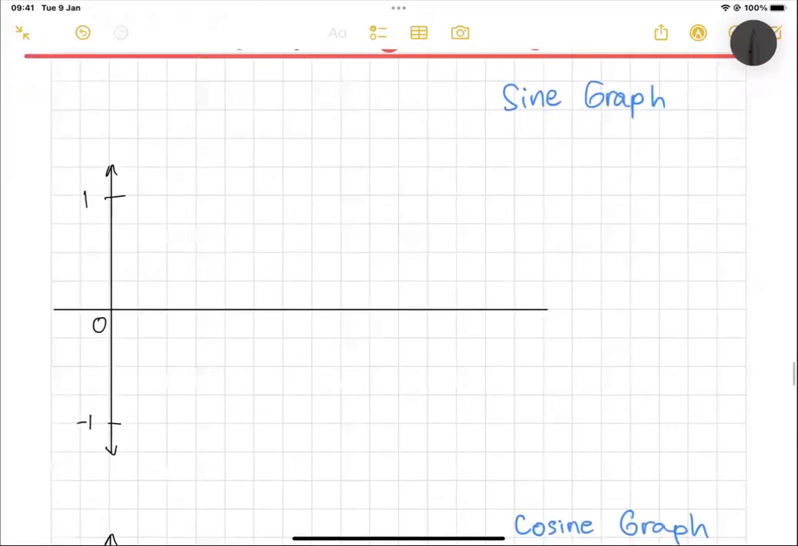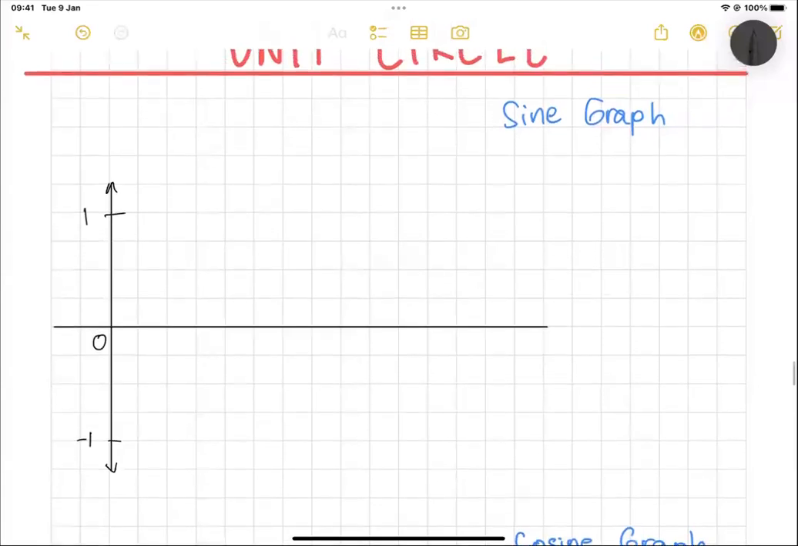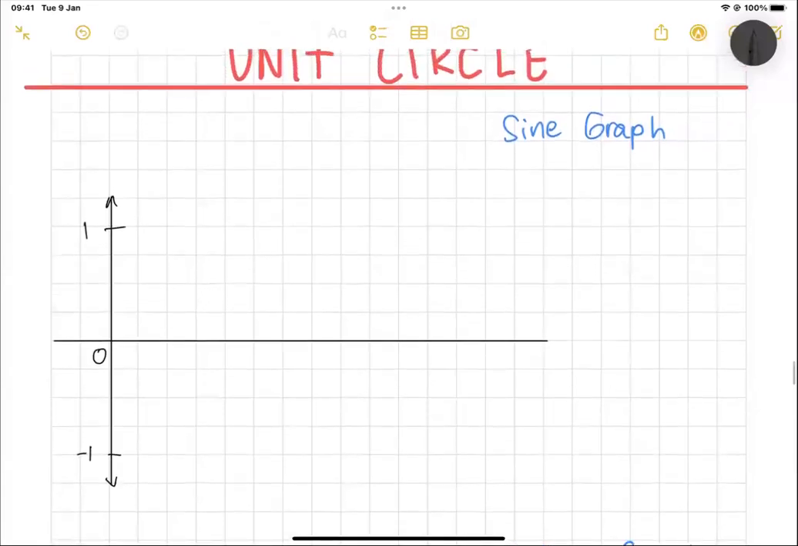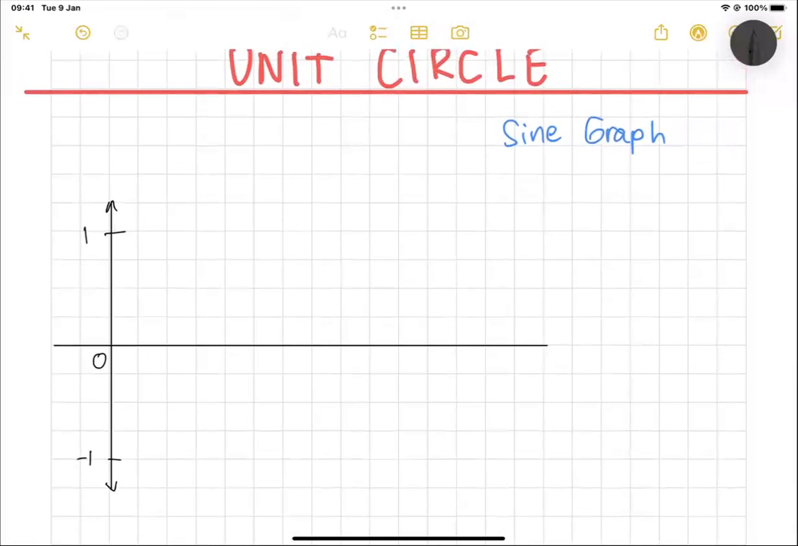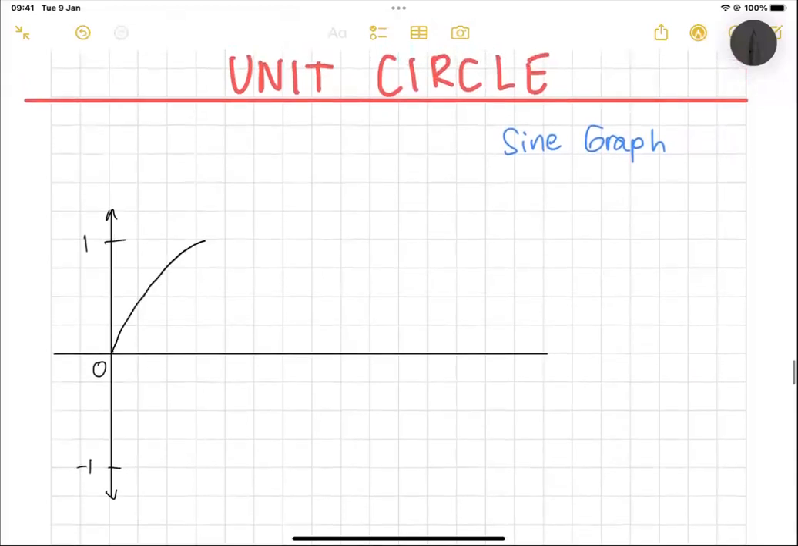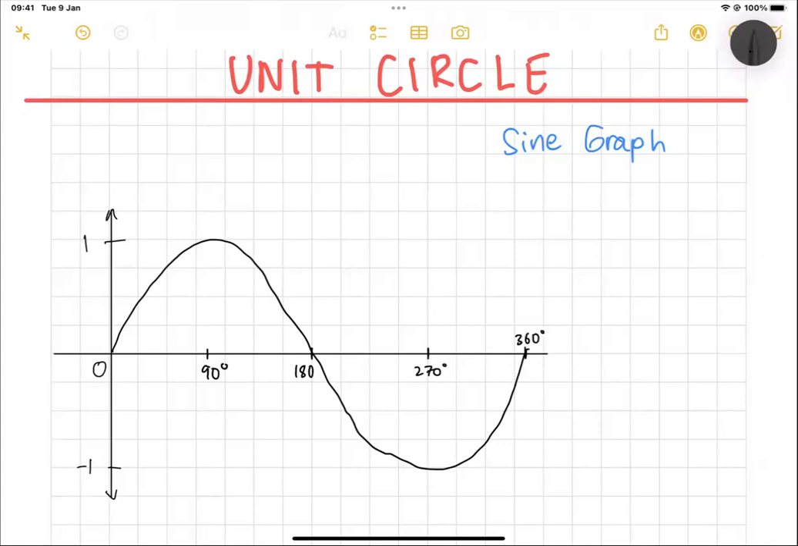It will peak at +1 at 90 degrees. Then it will pass through the x-axis at 180. It'll peak again, but now at -1 at 270 degrees. Then it will pass through the x-axis at 360 degrees. Okay, this is what the sine graph kind of looks like.